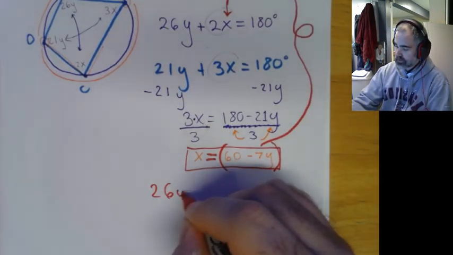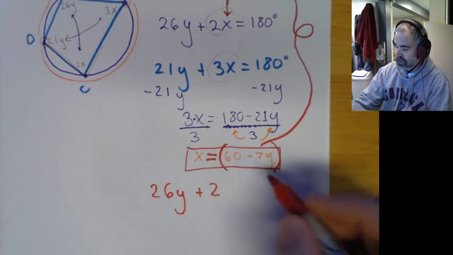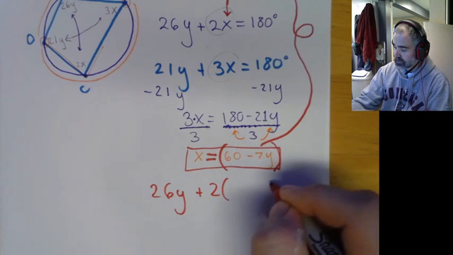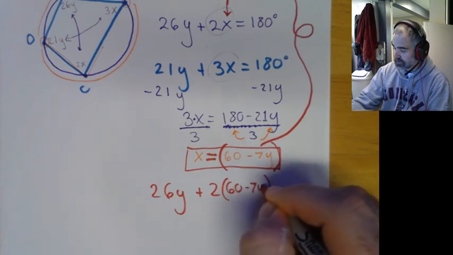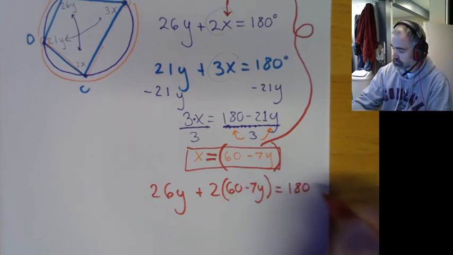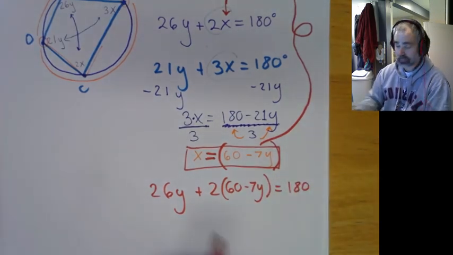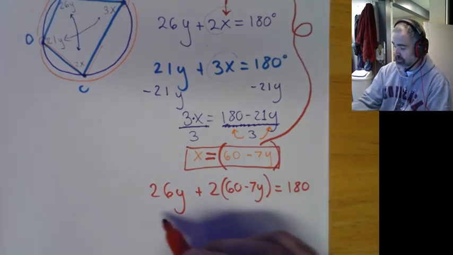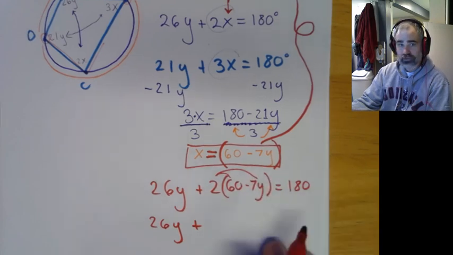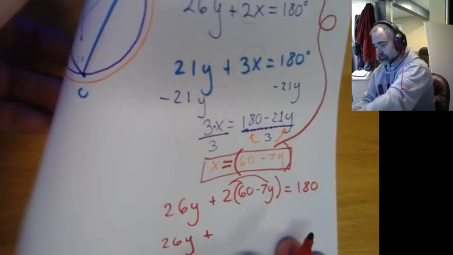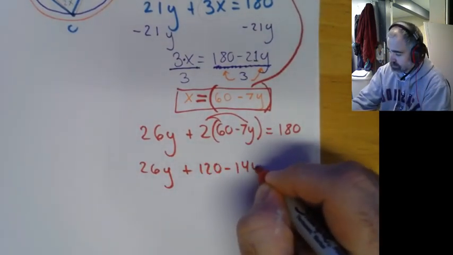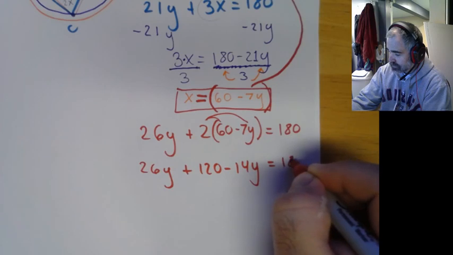So it looks like this. You have 26y plus 2 times, remember the x is gone now. I'm going to replace it with 60 minus 7y. Remember to put that in parentheses or you're going to have a problem. And now we can solve this because we have one variable in it. So I have 26y plus 2 distributes into both of those. So that gives me 120 minus 14y equals 180.